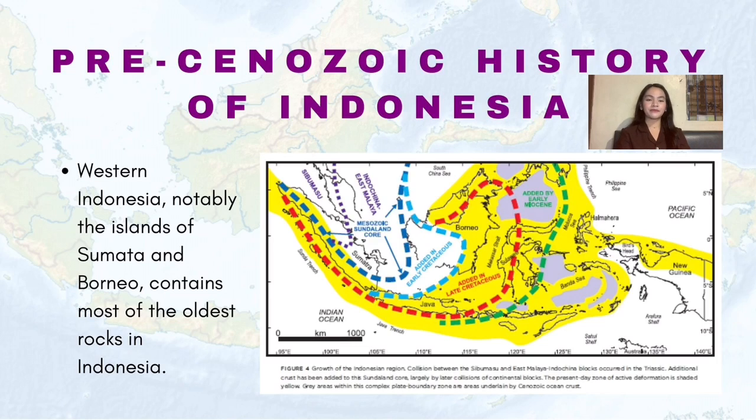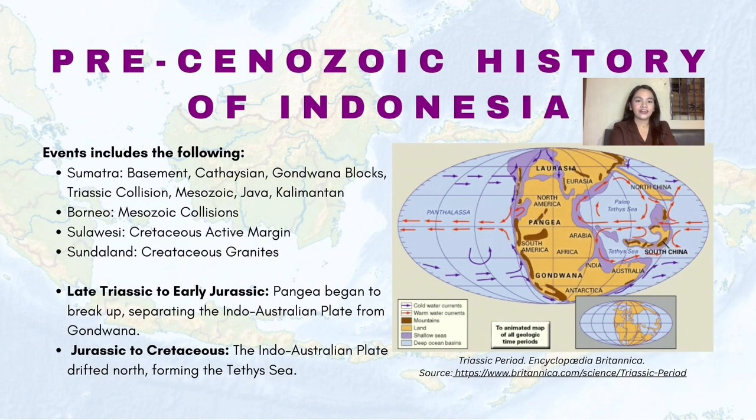Moving forward to the Pre-Cenozoic history of Indonesia. Western Indonesia, notably the islands of Sumatra and Borneo, contains most of the oldest rocks in Indonesia. During the Pre-Cenozoic era, lots of events occurred and became a contributing factor to the tectonic evolution of Indonesia. These events include the following.